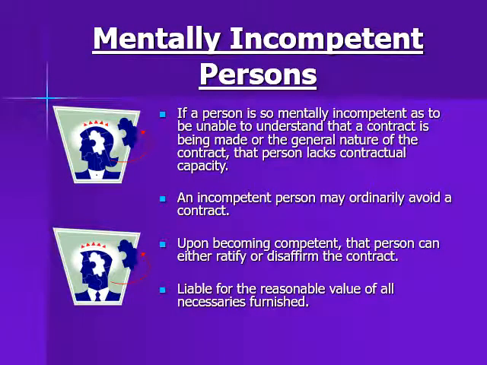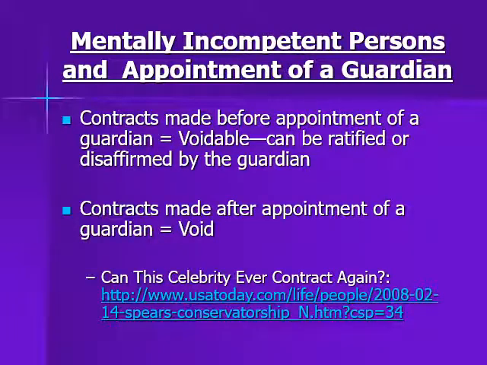If a person is mentally incompetent at the time that they make the contract, such that they don't understand they're entering into a contract, then the contract is considered to be voidable at the option of the mentally incompetent person. Upon becoming competent, that person can ratify or affirm the contract. If a guardian has been appointed by the court and the person has been adjudged incompetent, then only the guardian should be making the contracts. So any contract made by an incompetent person without their guardian, when a guardian has been appointed, is void, not voidable. But if no guardian has been appointed, the contract is considered to be voidable at the option of the mentally incompetent person if the person made the contract while they were incompetent.